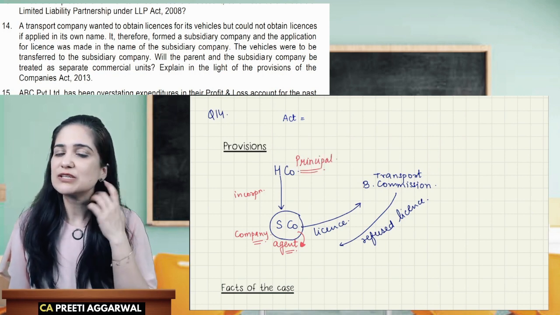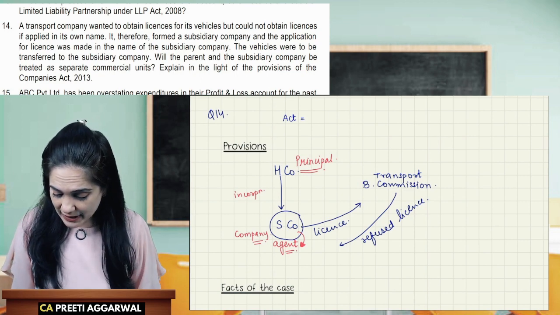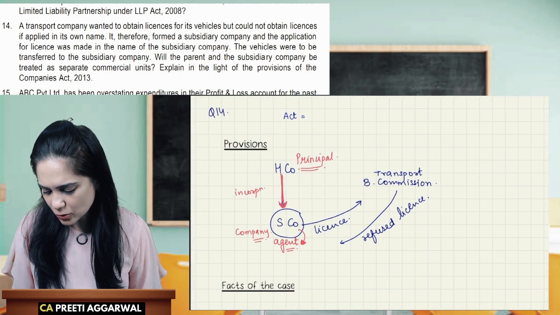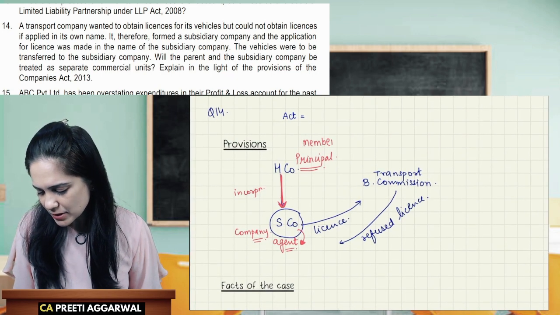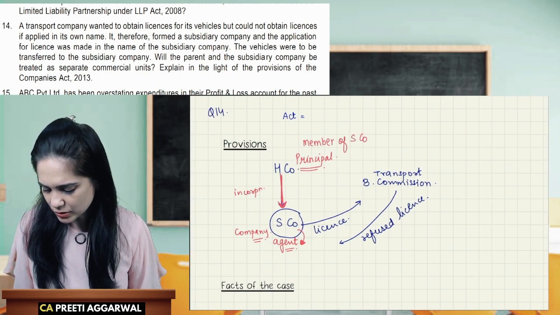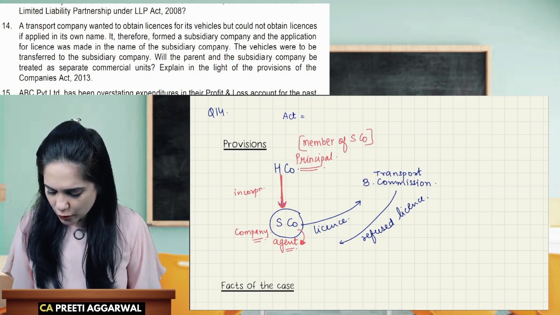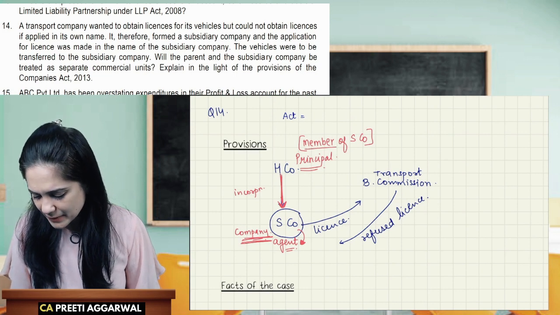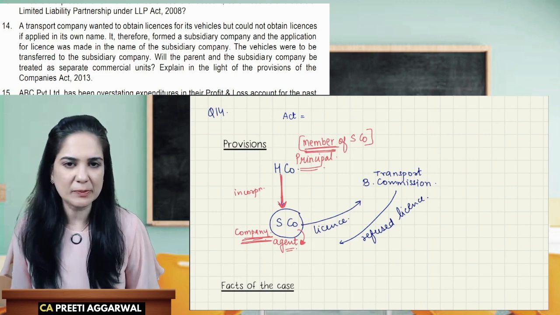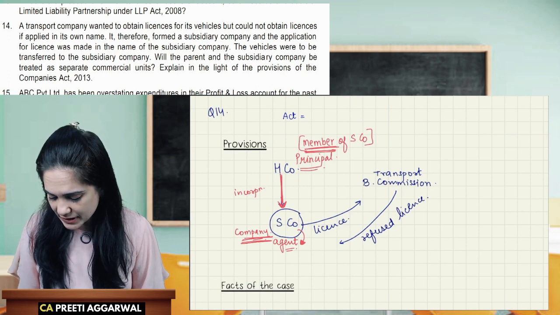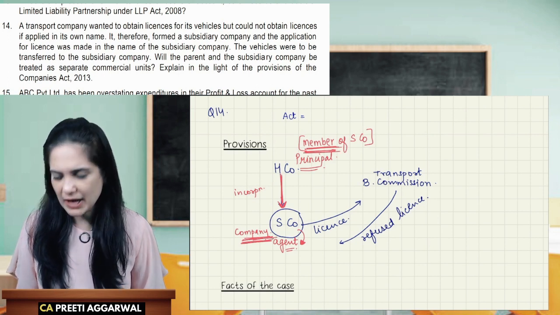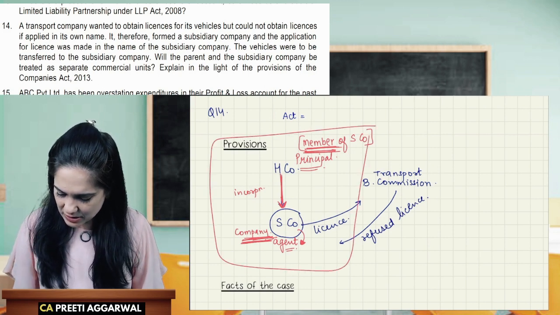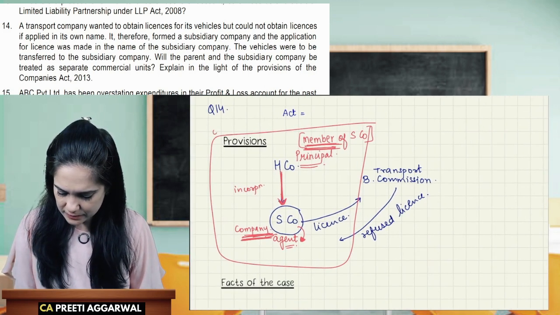Also, let us discuss one step ahead. The holding company is now holding shares in the subsidiary company. Can I say that the holding company is a member of the subsidiary company? Okay. Now, instead of holding the company liable, you are holding the member liable, because the member is acting like the principal. Yes or no? Instead of holding the company liable, you are holding the member liable. Corporate veil is lifted. Holding and subsidiary are considered as one commercial unit.